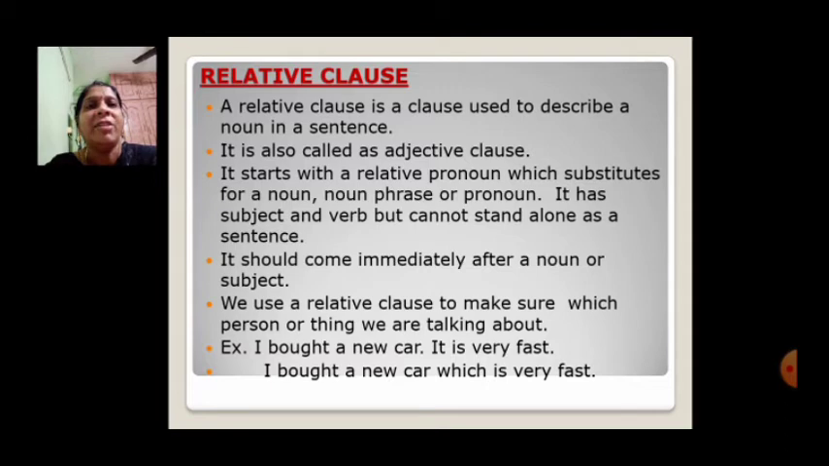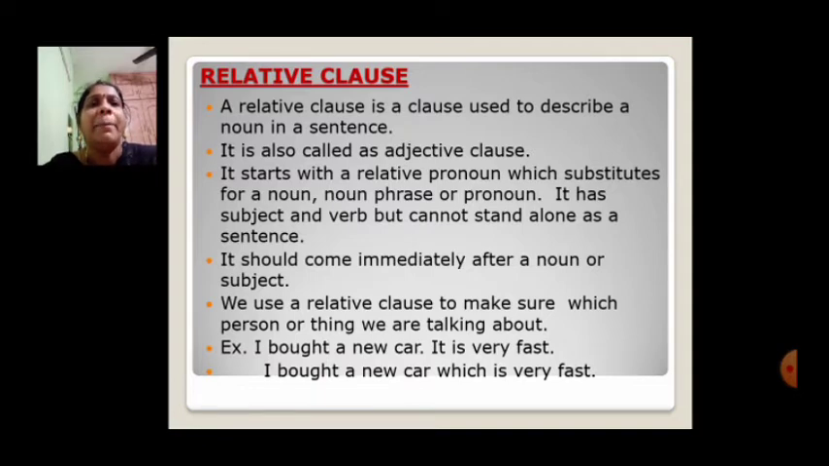It starts with a relative pronoun which substitutes for a noun, noun phrase or pronoun. So a relative clause always starts with a relative pronoun. Okay, it has a subject and verb but cannot stand alone as a sentence. So a relative clause is a dependent clause. It does not form a complete sentence. It forms only a part of a sentence.